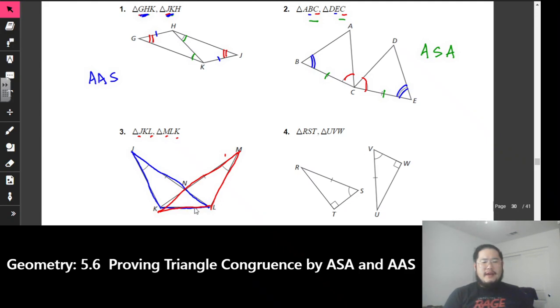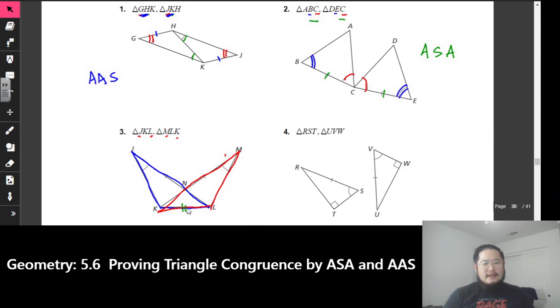I know nothing of angle L, or JLK. I know nothing of angle MKL. So I can't say that they are congruent. I can say that both triangles have KL right here congruent, though. Don't they both share that? So let's take a look.